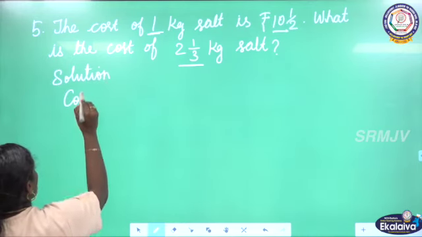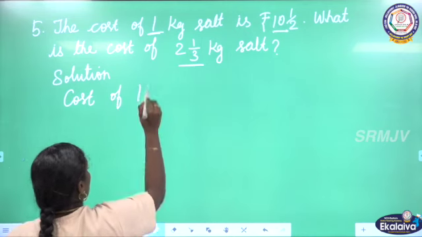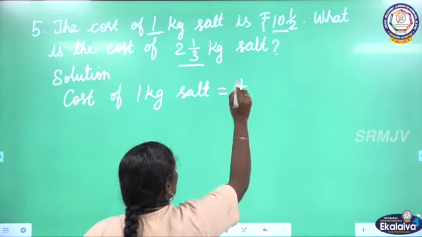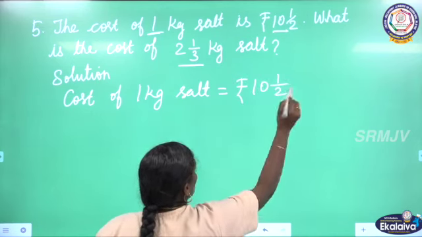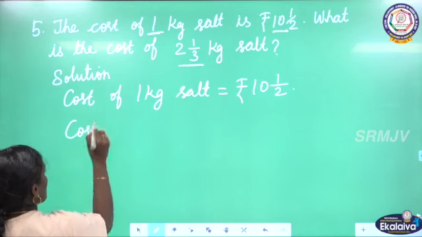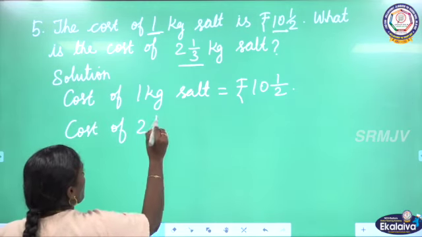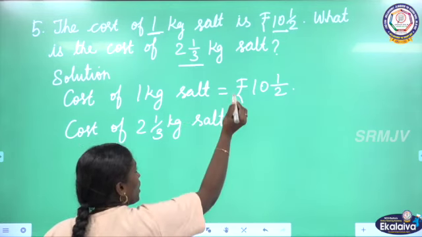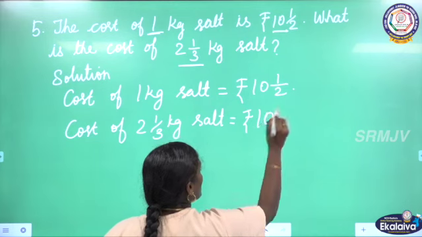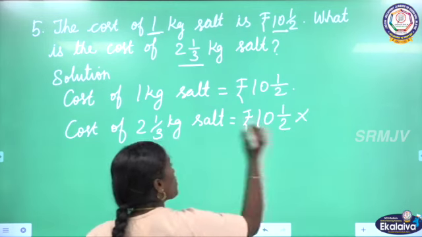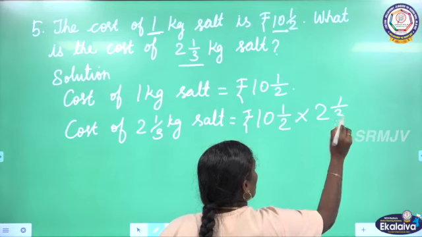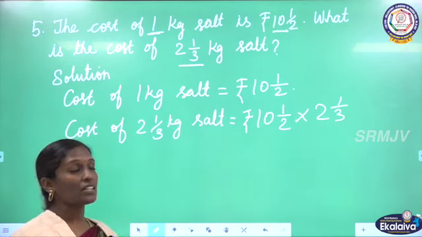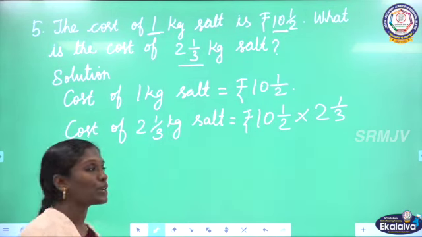Cost of 1 kg salt is equal to rupees 10 1/2. Now we are going to find the cost of 2 1/3 kg salt. So we have to multiply the cost of 1 kg salt into 2 1/3. Now see these two fractions. These two fractions are mixed fractions. First we have to convert it into improper fraction.